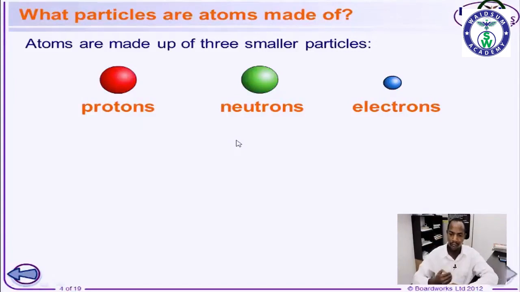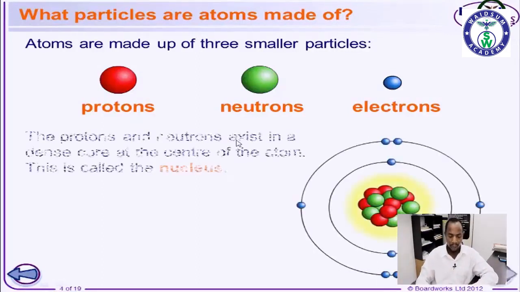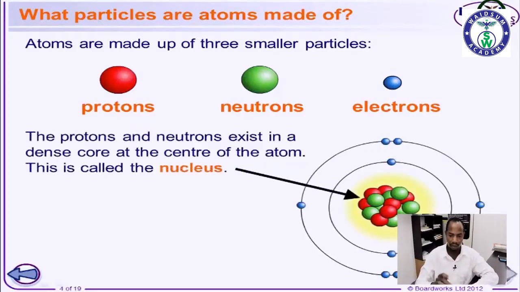Even as of today, we have found smaller particles apart from the protons, the neutrons, and the electrons, like the quarks and other subatomic particles that have been discovered, and more will still be discovered in the future.